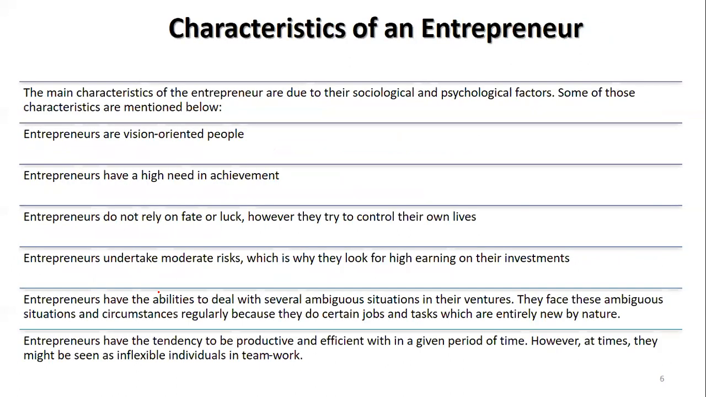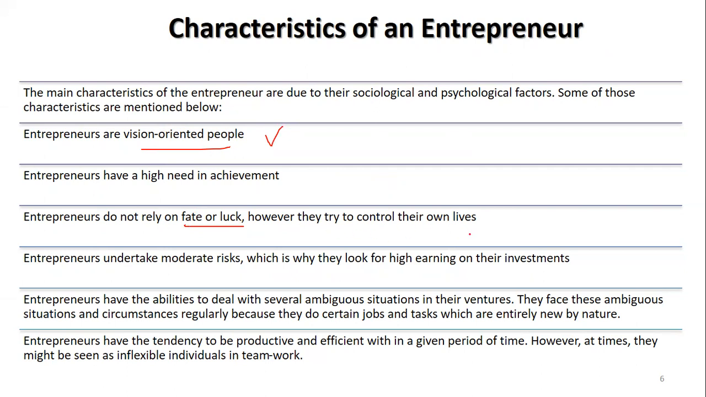Entrepreneurship. Now we have certain characteristics of entrepreneurship. So obviously entrepreneurs are vision oriented people. They definitely have to set the vision, and only then do they start with their establishment, or you can say, their startups. Entrepreneurs have a high need for achievement. They do not rely on factors such as luck or fate. They do not have these words in their dictionary at all.